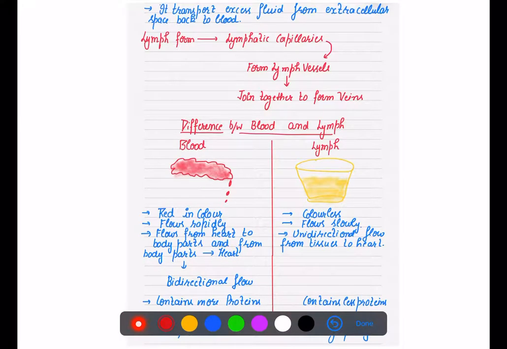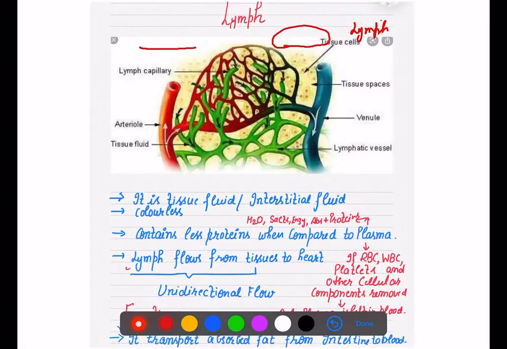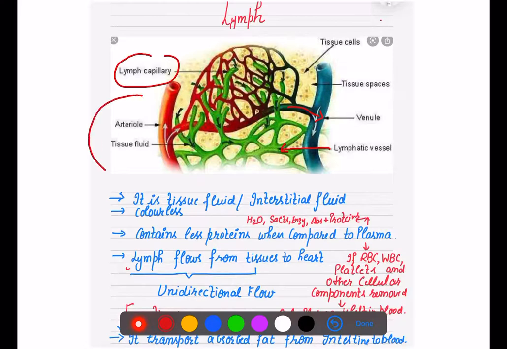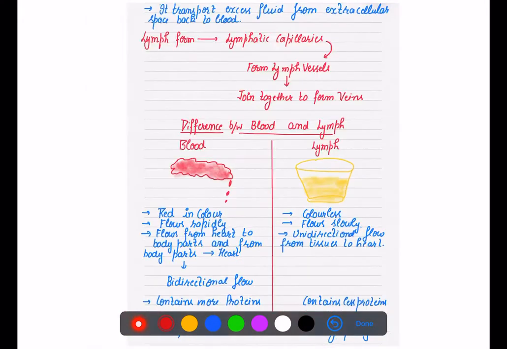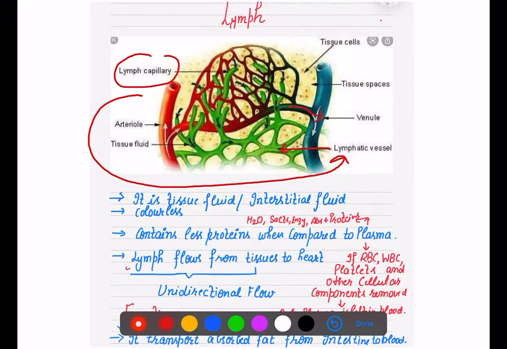So inka flow chart kaise hota hai: lymph forms lymphatic capillaries. Lymphatic capillaries join together to form the lymphatic vessel, and lymphatic vessels join together to form the veins. So lymphatic capillaries, then lymphatic vessel, and ultimately the veins. So these finally come together and form the vein.